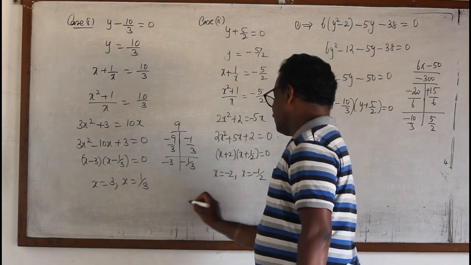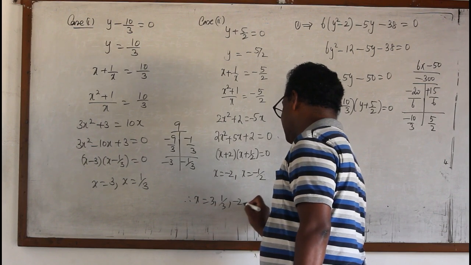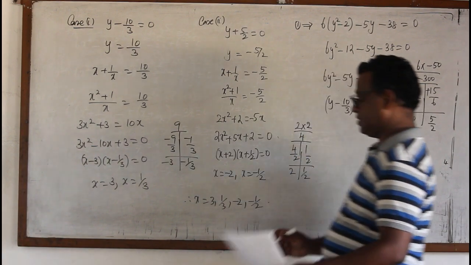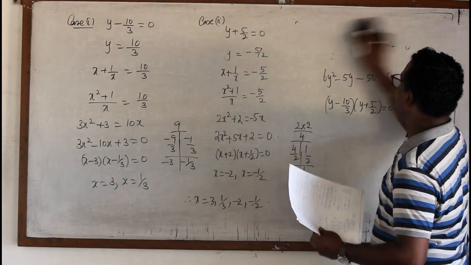So we have 4 roots. Therefore x equal to 3, 1 by 3, minus 2, comma minus 1 by 2. With that, exercise 3.5 is over.